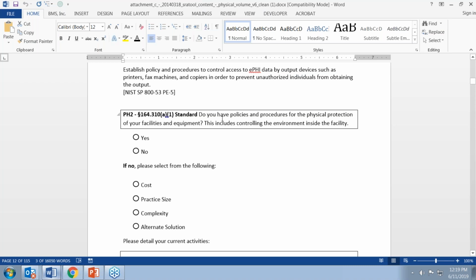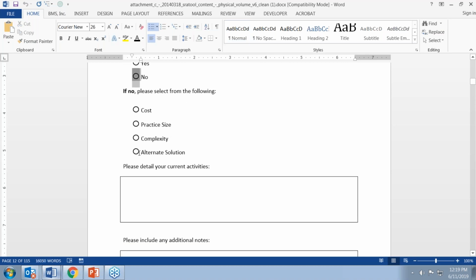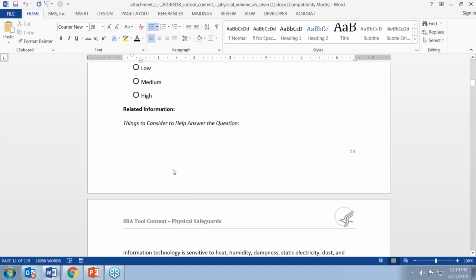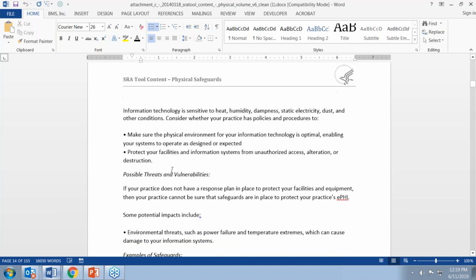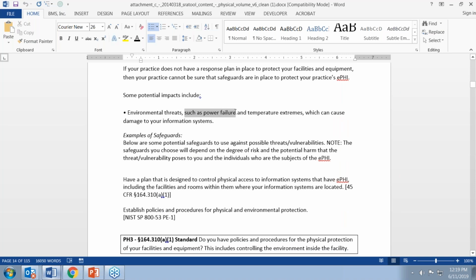This is the second question. Do you have policies and procedures for the physical protection of your facility and equipment? Similar. This includes controlling the environment inside the facility. No, we have not done this yet. Why? Alternate. We don't want to. Okay. So what are our risks going to be that we have not done this? Environmental threats such as a power failure.